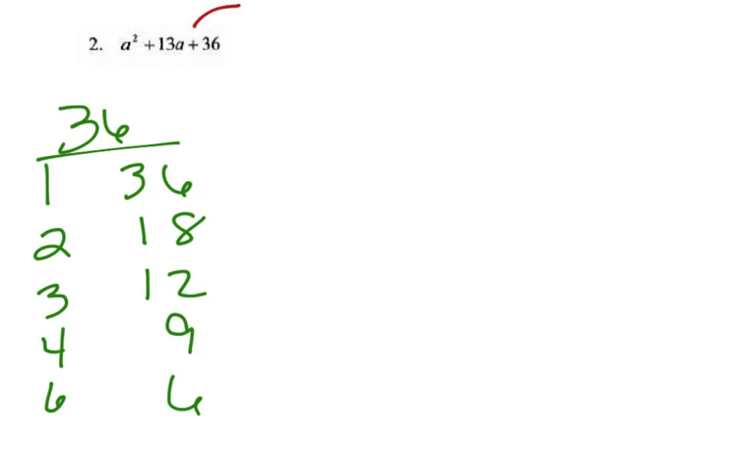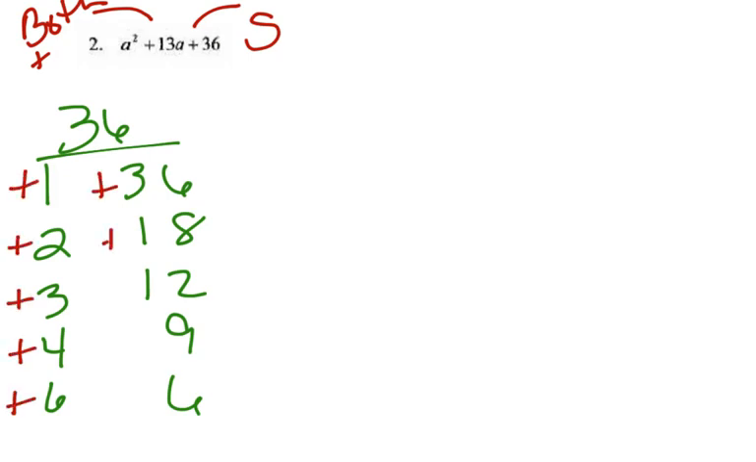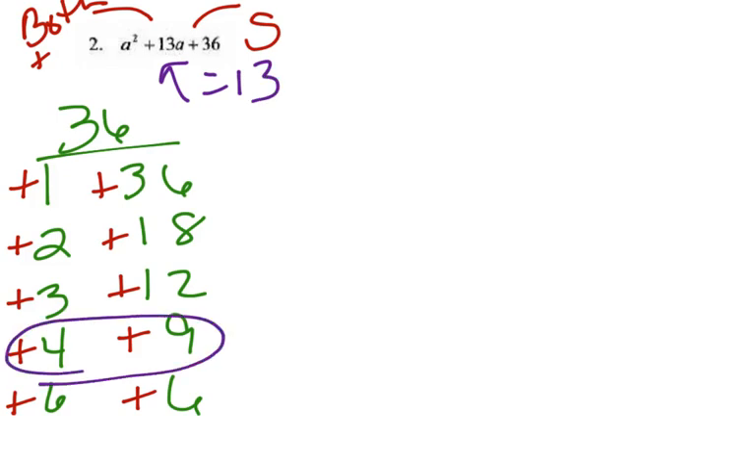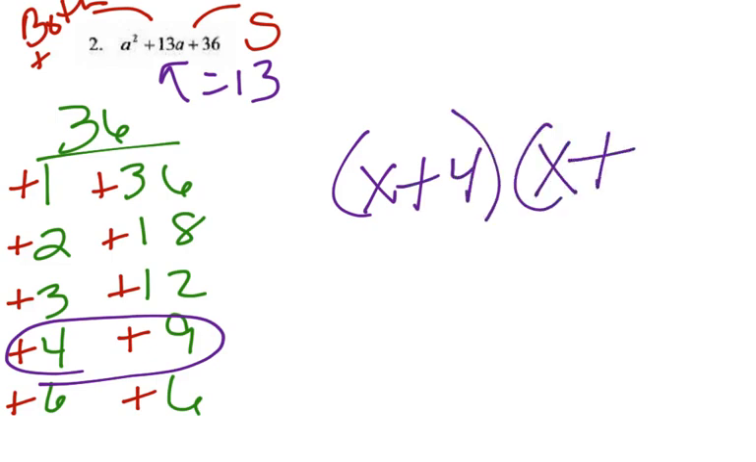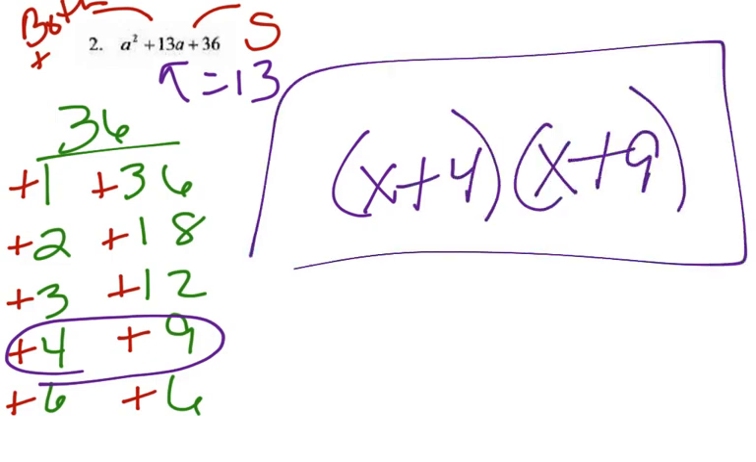Using my rules, they're going to be the same, and they're both going to be positive. So these are all positive. If you like to put the positive signs, that's great. If you understand that no sign means positive, that's fine too. I need the ones that equal 13. I can look at that and tell that 9 plus 4 is 13. If you need to add up each one, that's okay. Now that I have the factors that are going to work, I write my answer. X plus 4, X plus 9. That's all there is to it.